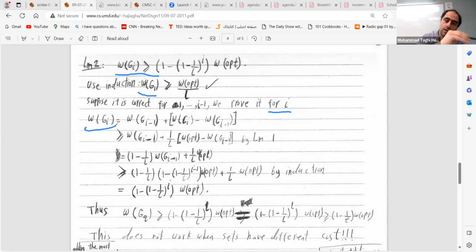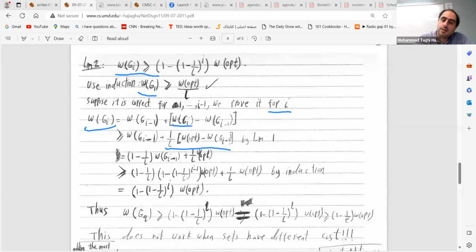What is the W of GI? W of GI is equal to W of GI minus 1 plus W of GI minus W of GI minus 1. So essentially, I'm just adding and subtracting W of GI minus 1 from this. This one I will keep. This one I'm using the lemma one that I have just mentioned.